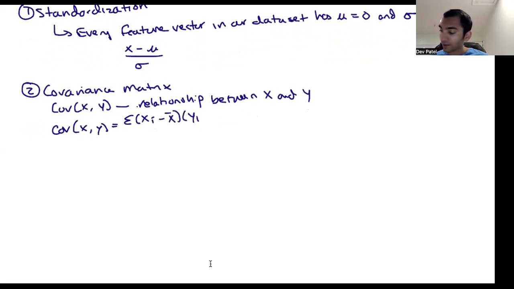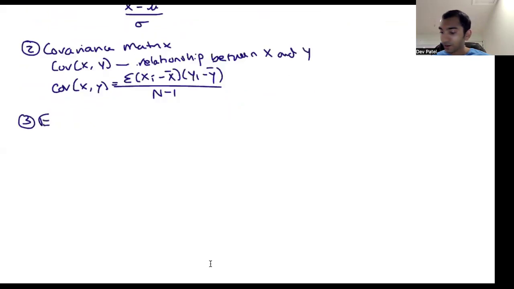This is just the formula for covariance over n minus 1. Once we have the covariance matrix, which will calculate the pairwise covariances between the features in the data set, then we calculate what are known as eigenvectors and eigenvalues of the covariance matrix.